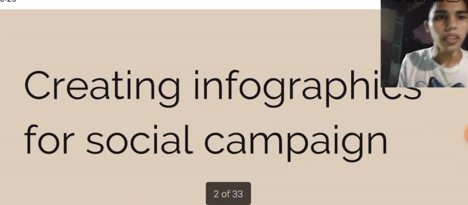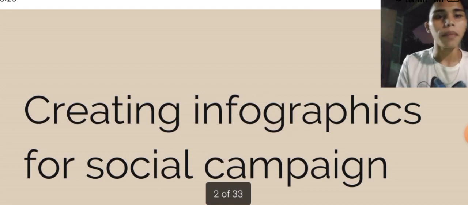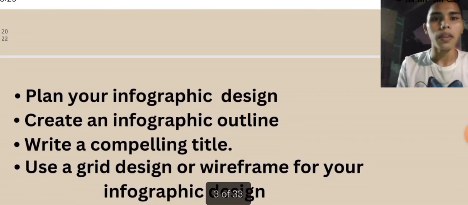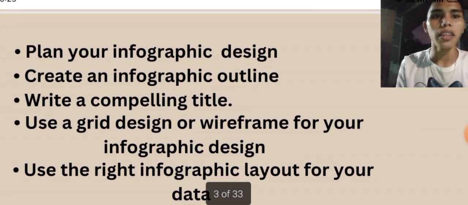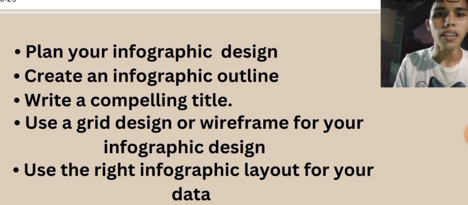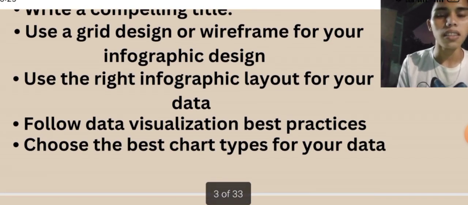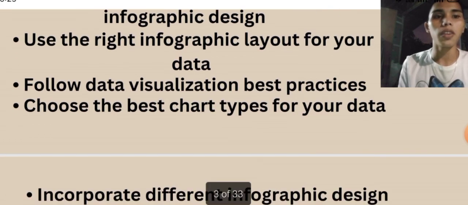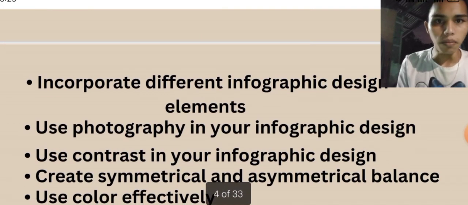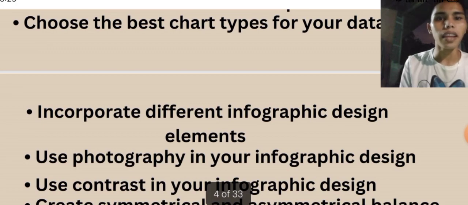Creating an infographic for a social campaign. We have here 14 steps to create an infographic for a social campaign. Plan your infographic design, create an infographic outline, write a compelling title, use a grid design or a wireframe for your infographic design. Use the right infographic layout for your data. Follow data visualization best practices. Choose the best chart type for your data. Incorporate different infographic design elements.